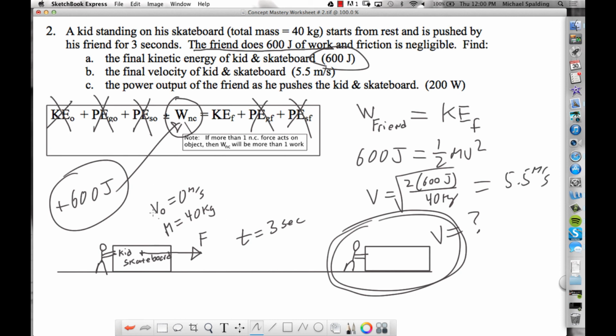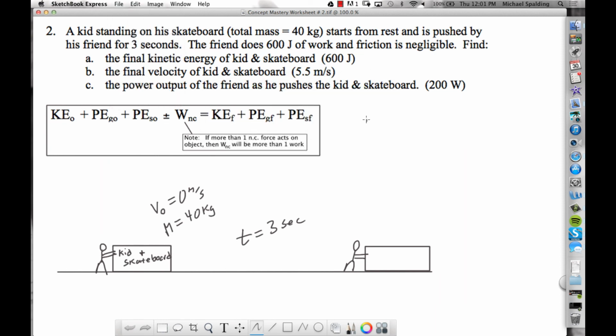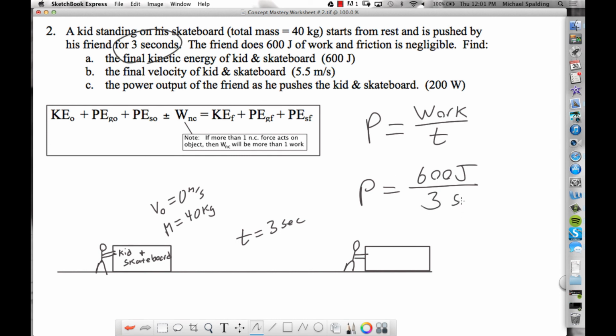Okay? And then the last question, find the power output of the friend. So what's the definition of power that we want to use here? Power is work done over time. So how much work did the friend do? 600 joules. How much time did that take him? It's right here. 3 seconds. So this gives us 200 joules per second, which is 200 watts. A joule per second is a watt.